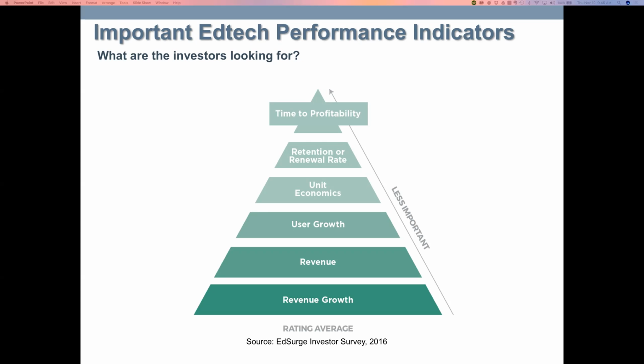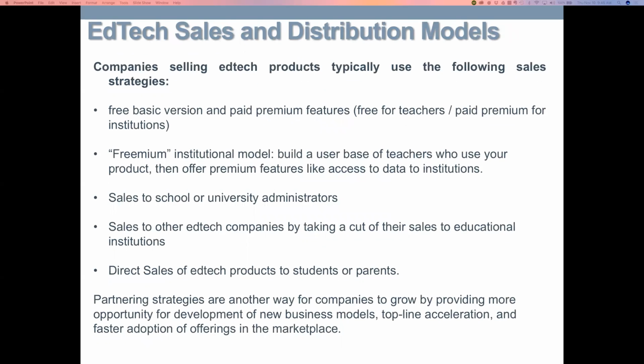On the next slide, I'm going to talk about edtech sales and distribution models. Companies selling edtech products typically use the following sales strategies. They have a free basic version of the product, and then paid premium features. And usually the free version is for teachers and paid premium for institutions. So they still have a monetization strategy; it's not a completely free product. They offer it free for teachers first.